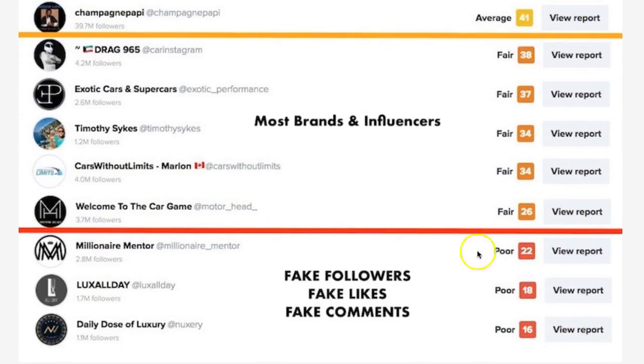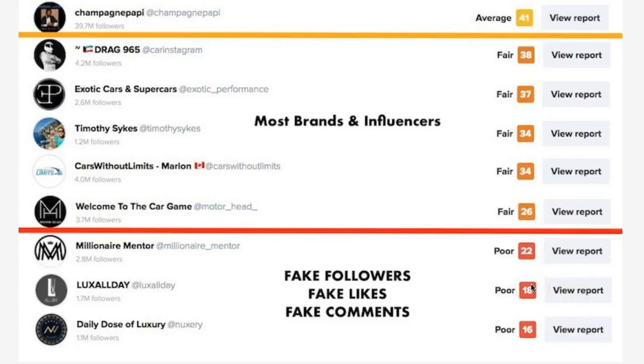And so then we have the ones at the bottom of the barrel here that are considered poor. We've got Millionaire Mentor. It's a bit of a surprise. Lux All Day, not a surprise. I busted this guy. And same thing with Nuxury. Complete garbage accounts. And as you can see, they've gotten a poor rating of 18 and 16.